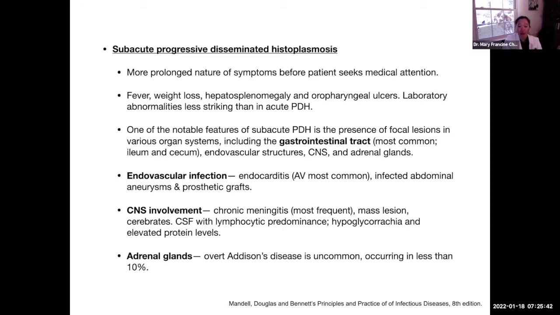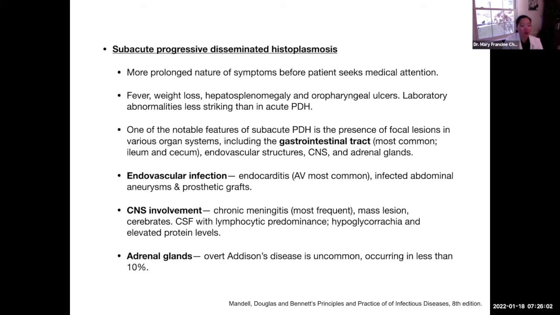For CNS involvement, you have chronic meningitis, which is most frequent. You can see mass lesions in the cerebrum. And then your CSF, when you tap your patient, you will see lymphocytic predominance, hypoglycemia, and elevated protein levels.